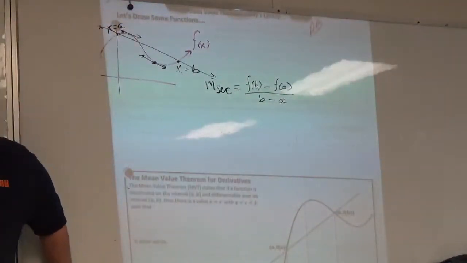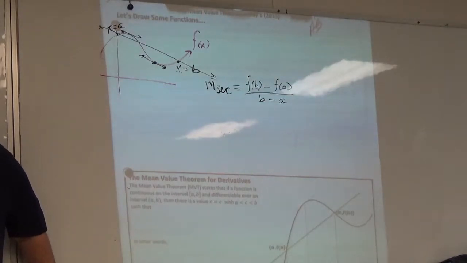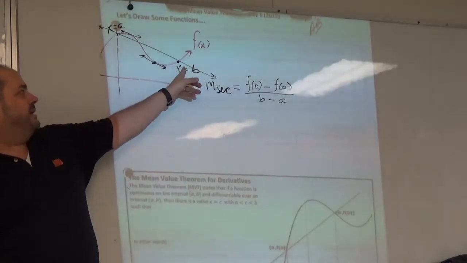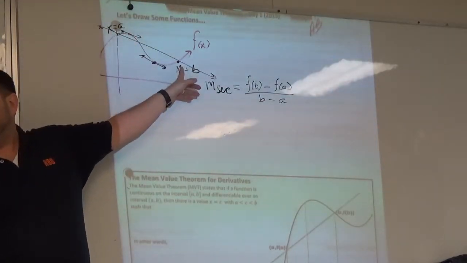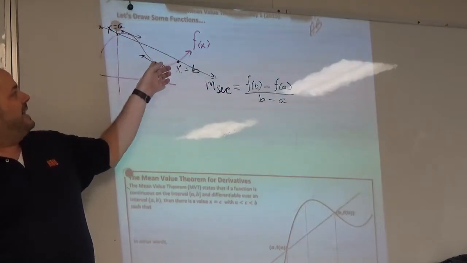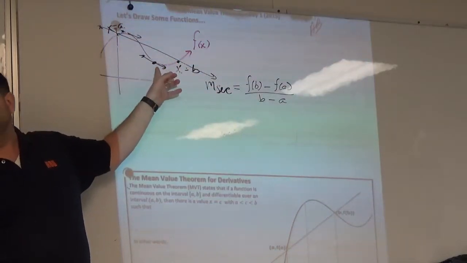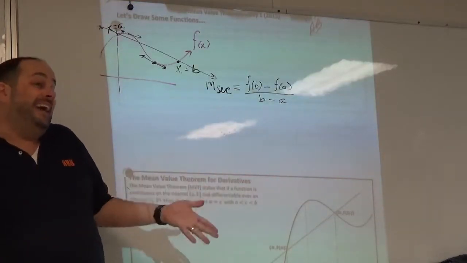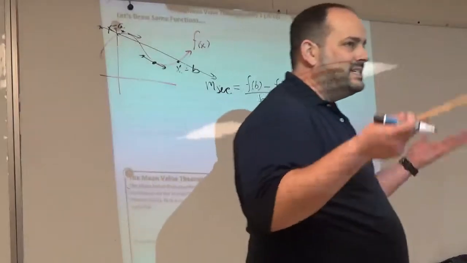Okay, where are the folks that have found at least one time where this happens? One more time. Anybody not find a place where this happens? Okay, so 20 people, 21 counting me, just created 21 different functions, selected different endpoints, created a secant line, and all 21 of us found at least one place where the tangent line has the same slope as the secant line. We're okay?